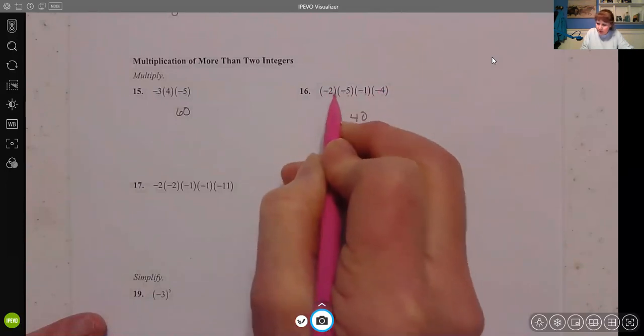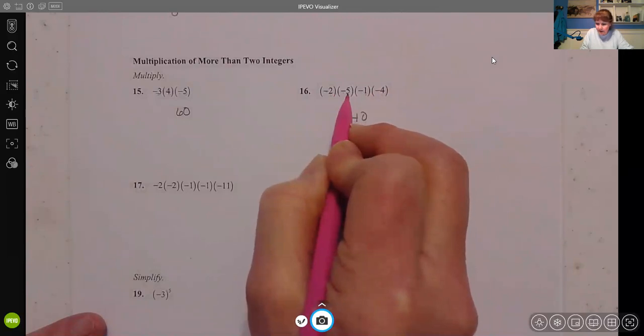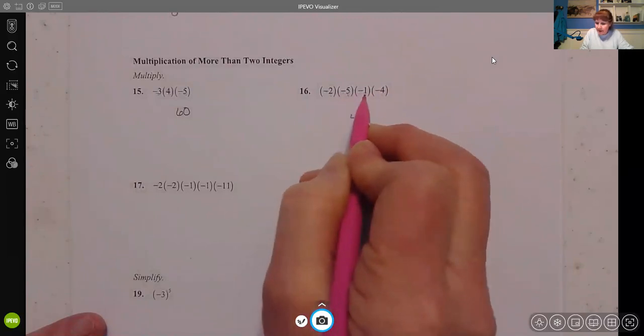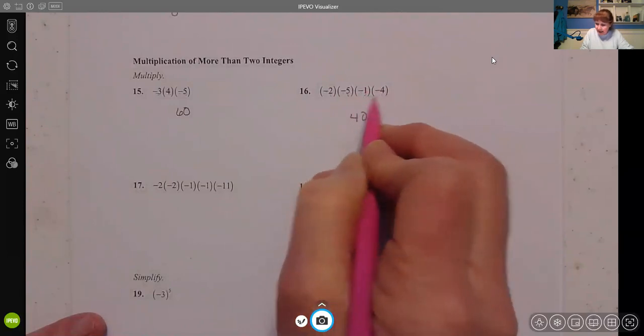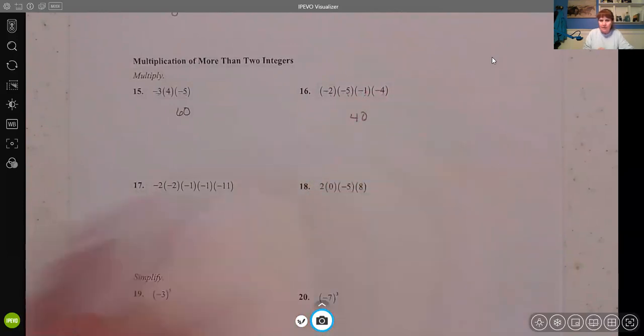So I took 2 times 5 and I got 10. 10 times 1 is still 10. And then that answer times 4 is a positive 40. So you can ignore the negatives once you've determined if it's negative or positive, and then just multiply the numbers together. All right, let's look at 17.